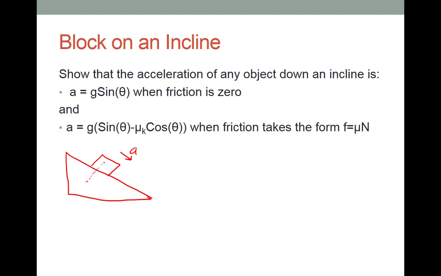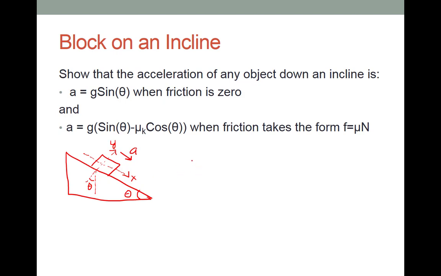As with the example we did in the last unit with the block on the incline, we are going to cant the coordinate system so that y points perpendicular to the incline and x points down the incline. The angle the incline makes with the horizontal is theta, and as we saw last time, that makes this angle theta as well.